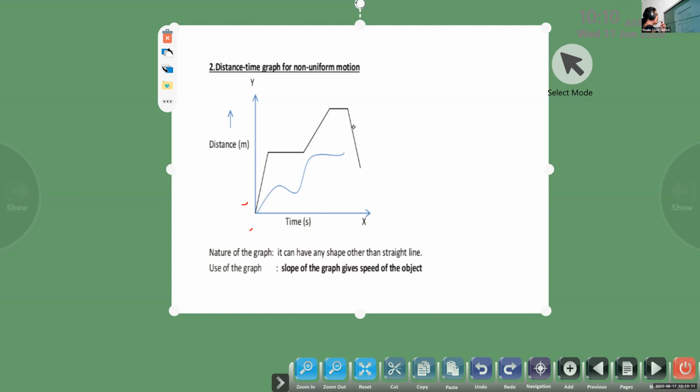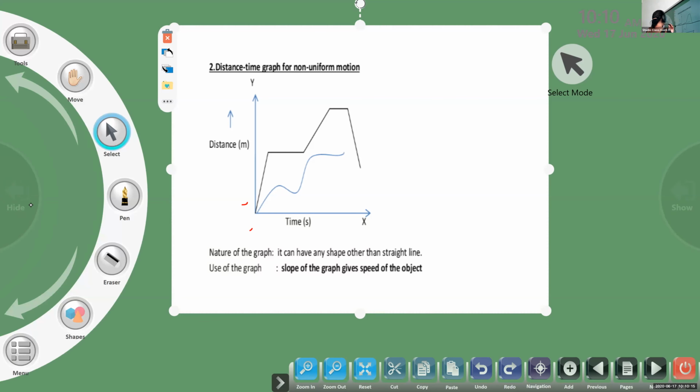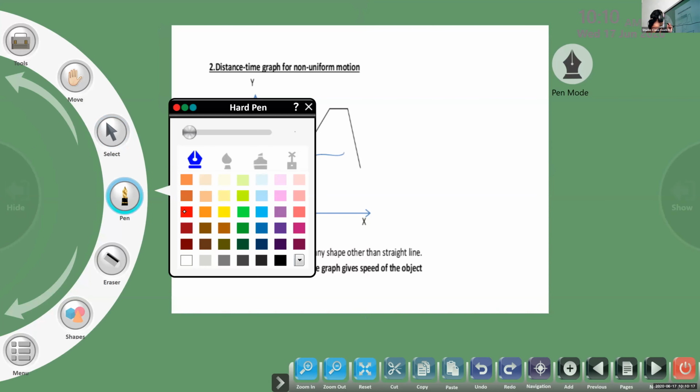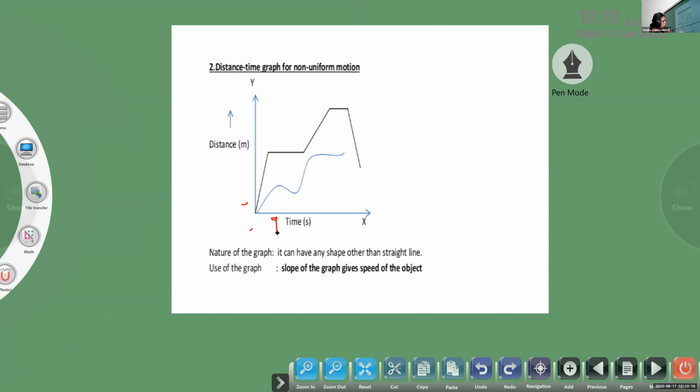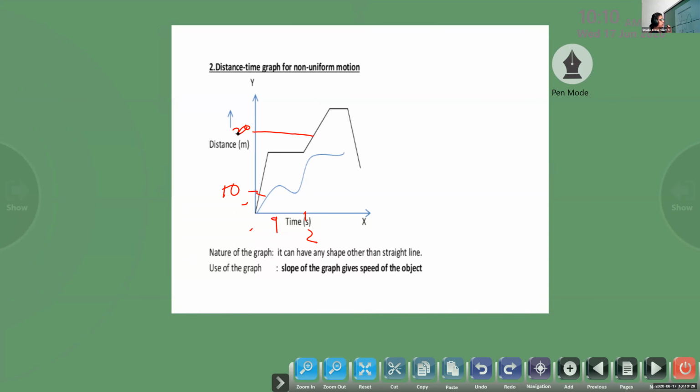Non-uniform motion means you can just tell that. For example, I give you the same example here. At 1 second, it is 10 meter, at 2 seconds, somewhere you can say this is 20 meter. If you look here, you can see that the graph is not a straight line like in the previous graph.